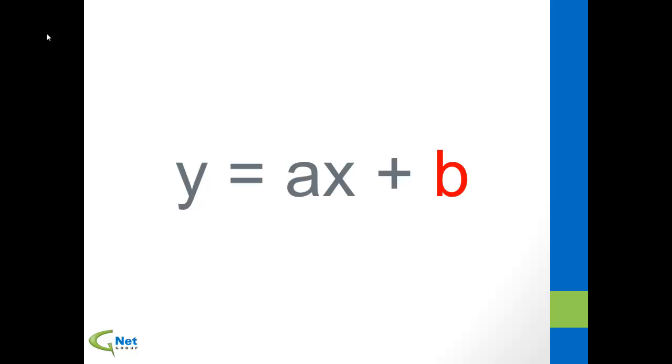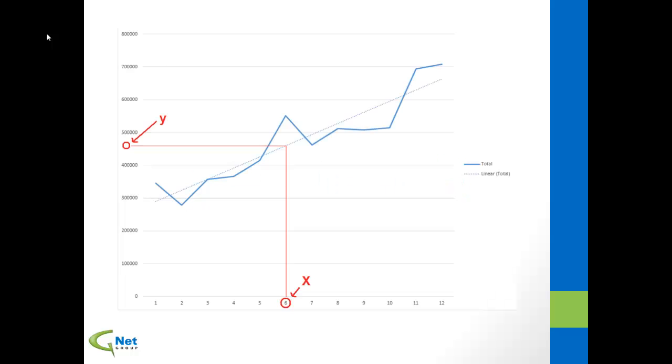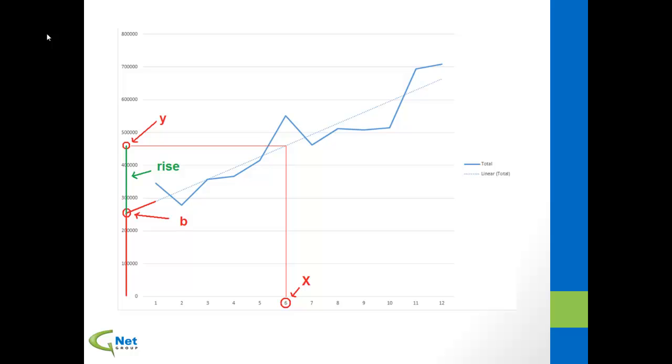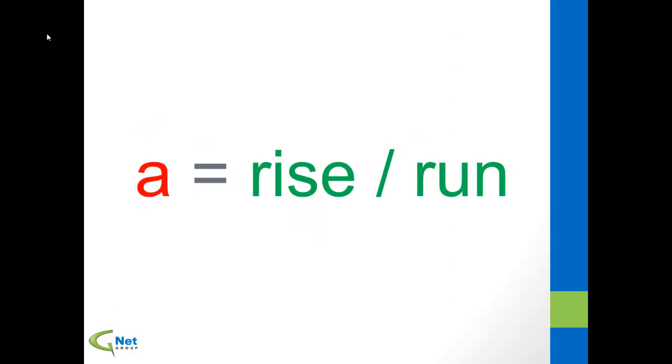If you extend the regression line to where x equals 0, b is the value of y at that point. It is also referred to as the y-intercept. As for a, take the rise from b to y and divide it by the run from 0 to x on the x-axis. Rise over run gives you the slope of the linear regression line.